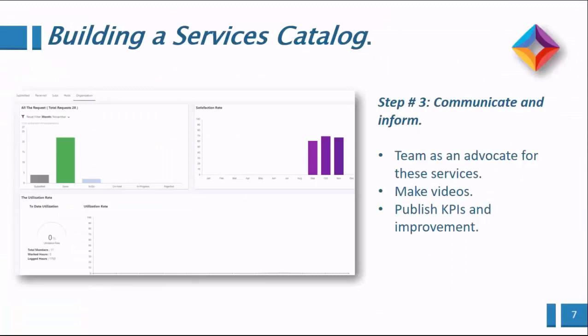Number 3, after we have inventoried our services and described them very well and set SLAs and so forth, we need to communicate and inform teams about the availability of this service. A very important way of doing this is the teams themselves. The teams themselves are the advocates for these services. They talk to the customers on a daily basis. When I'm speaking here, I'm speaking of the service teams.